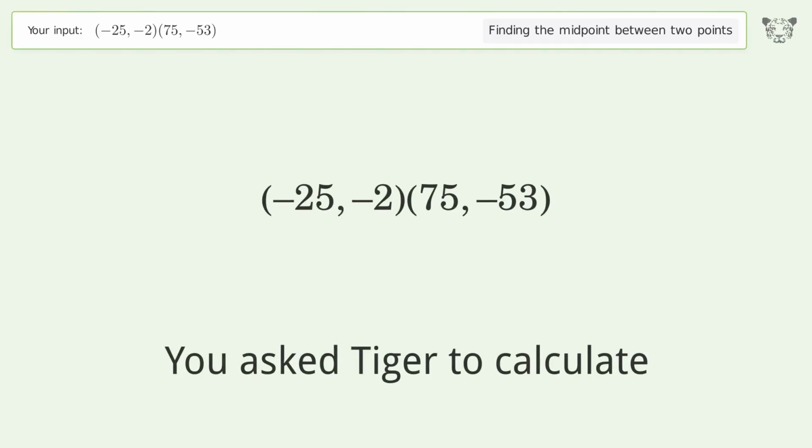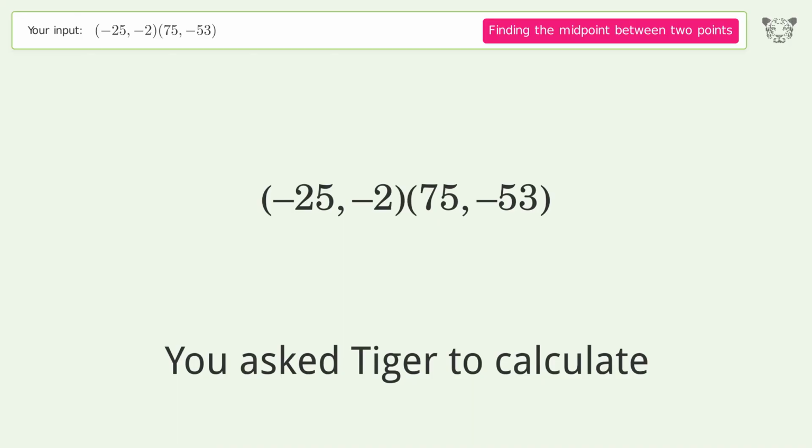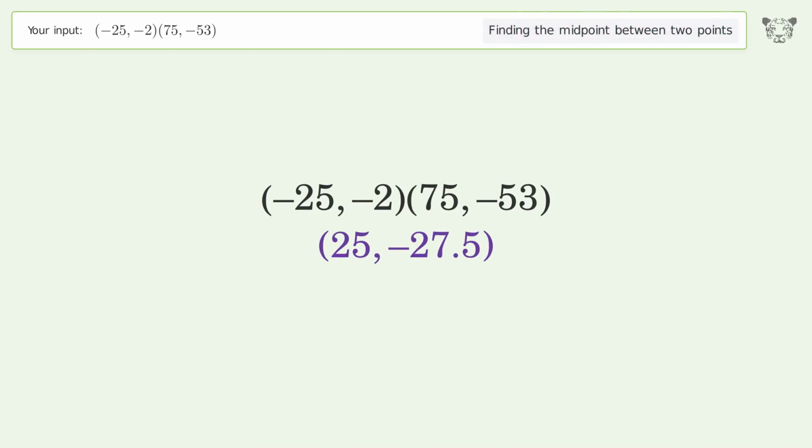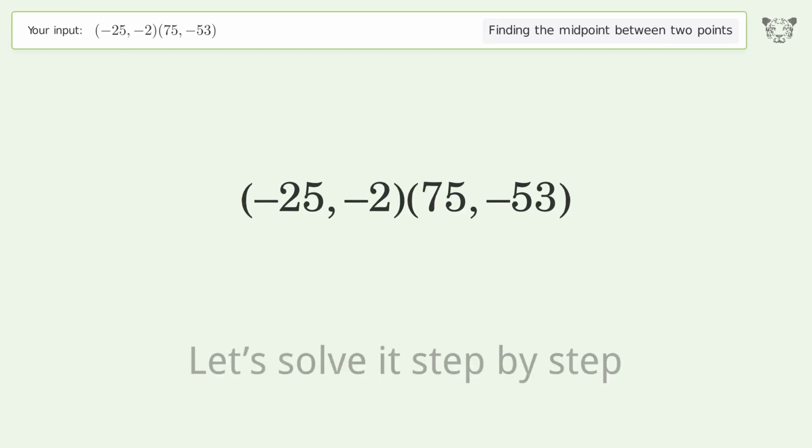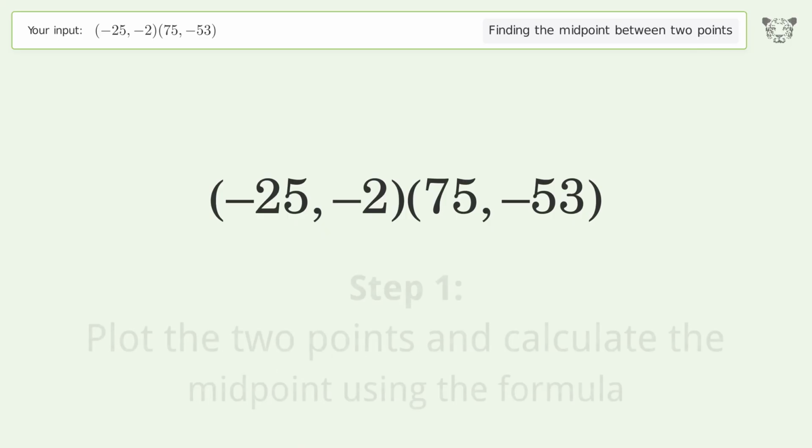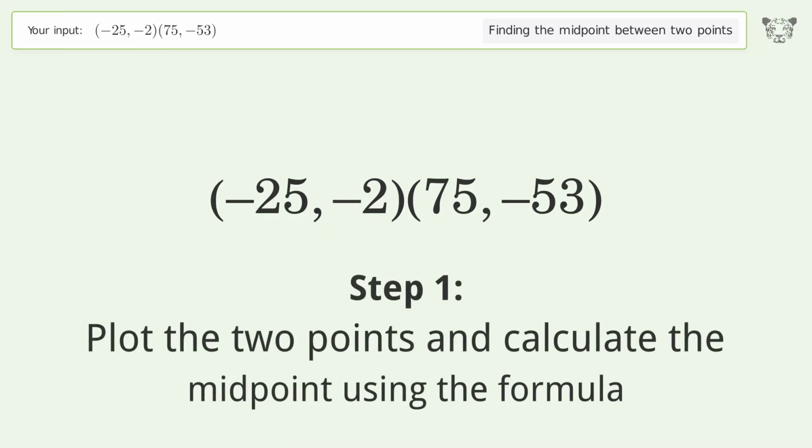You ask Tiger to calculate. This deals with finding the midpoint between 2 points. The midpoint between the 2 points is 25, negative 27.5. Let's solve it step by step. Plot the 2 points and calculate the midpoint using the formula.